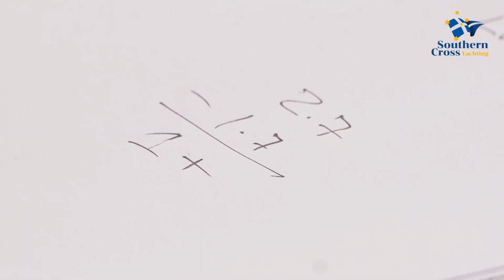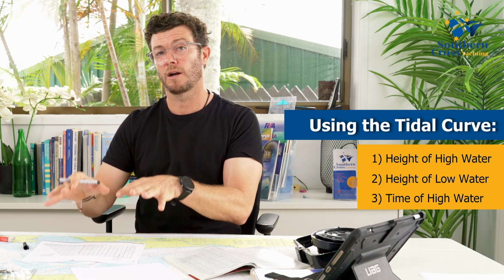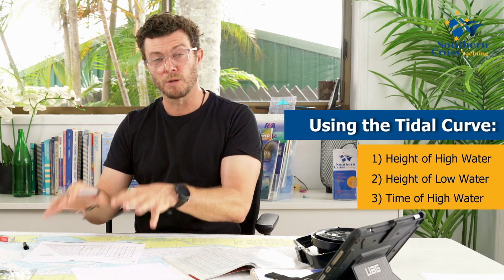Just a very quick recap. 3 bits of information. I'm a big fan of keeping things simple. You need the height of high water, you need the height of low water to give you your range for the time you're sailing in, and you need the time of that high water. And those are the only 3 bits of information you need for your tidal curve to be able to fill that out. I hope that makes sense and I hope that's useful.